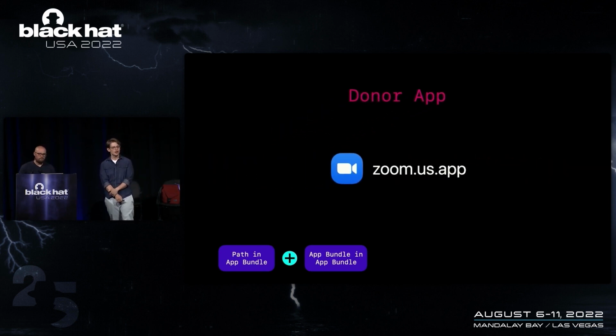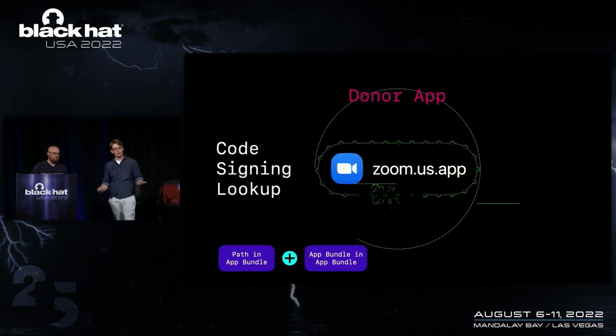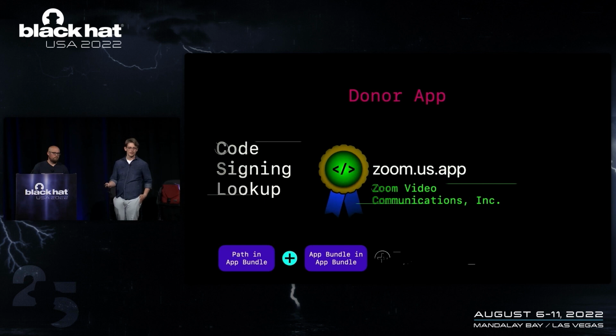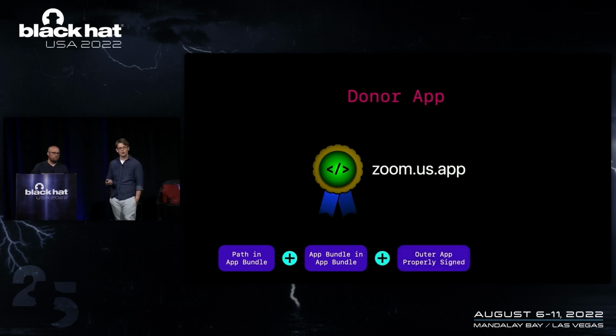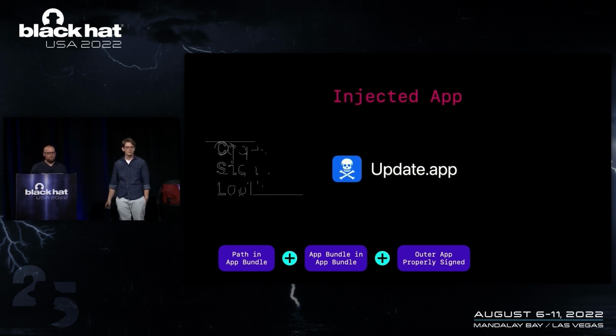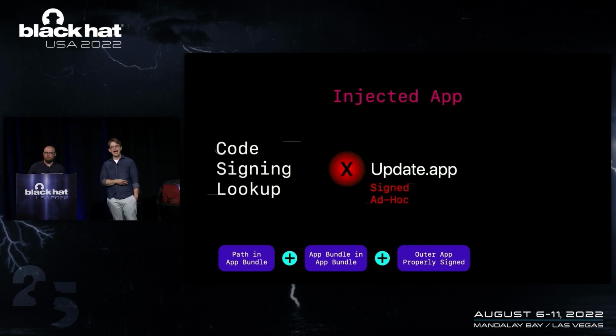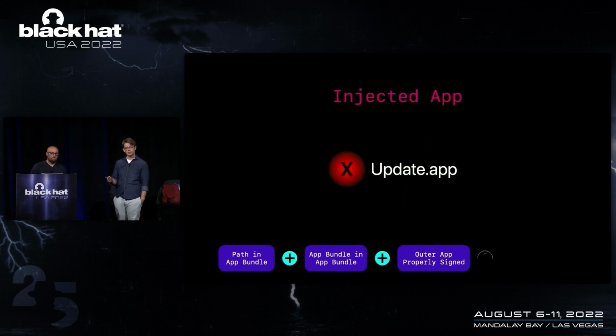So we would check the donor application, give it a code signing check. In this case, it's the Zoom app. Surprise, surprise, it's signed by Zoom legitimately. So then next, we want to check the inner application, and we should expect that also to be signed by Zoom if this is a legitimate update app. And in the case of the XCSSET malware, it came back as signed ad hoc, which was a huge red flag.